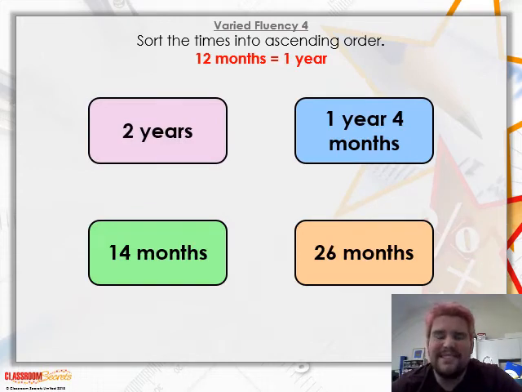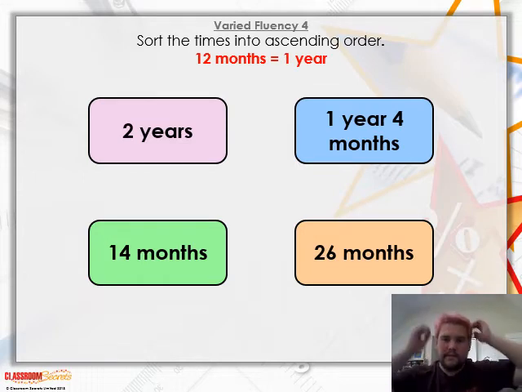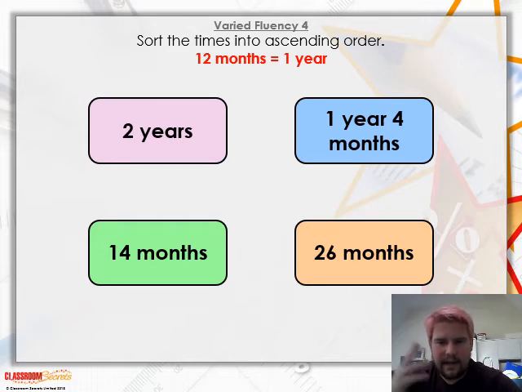Okay, sort these times into ascending order. We've got 2 years, 14 months, 1 year and 4 months, and 26 months. Okay, I'm still getting used to seeing my hair as pink on the camera. In ascending order, I'm actually not going to give you what this word means. We've done this so much already this year, you should know it. I'll give you a hint. You ascend stairs, so maybe that will help some of you. You need to put them from left to right in ascending order. So you can work that one out for yourselves.